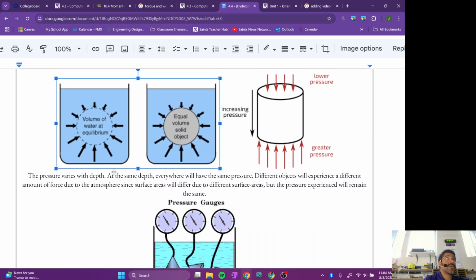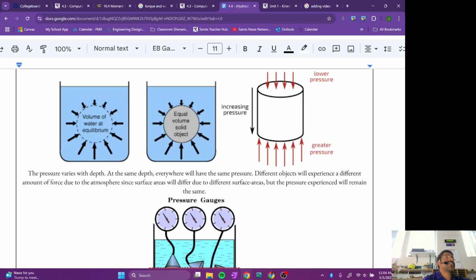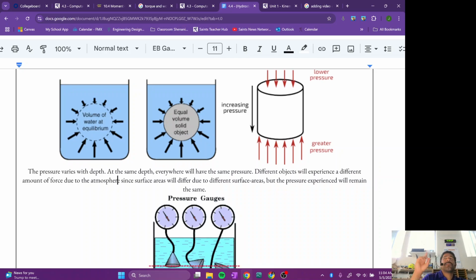Is it pointing upwards? Always. You can think of buoyant force as a net force that is upward from pressure, a net pressure that is going upwards. Pressure causes buoyant force. Correct. The difference in pressure causes buoyant force.